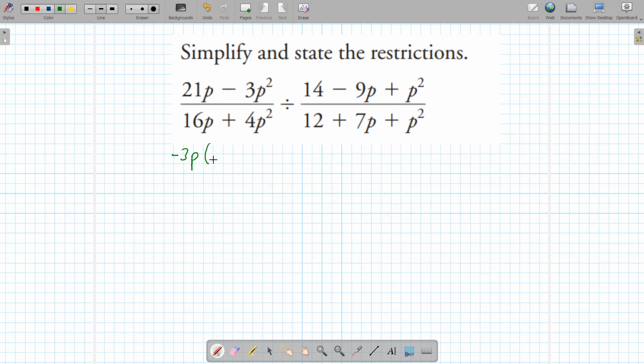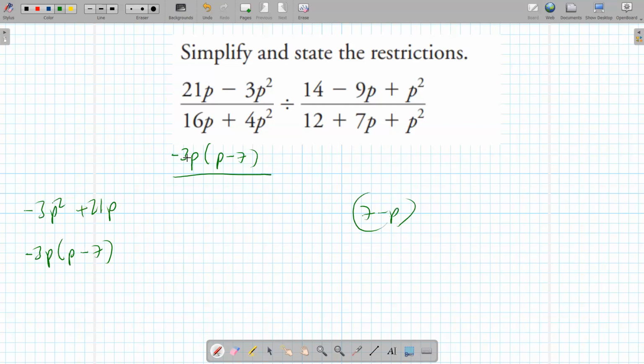If we do negative 3p, I'm going to switch them around as well, like this. Usually it's better to write it in descending order from the highest power. So negative 3p would be p minus 7, right? You agree with that? But later on, if we see something like 7 minus p, we can throw the negative sign back in there. So let's stick with this for now.